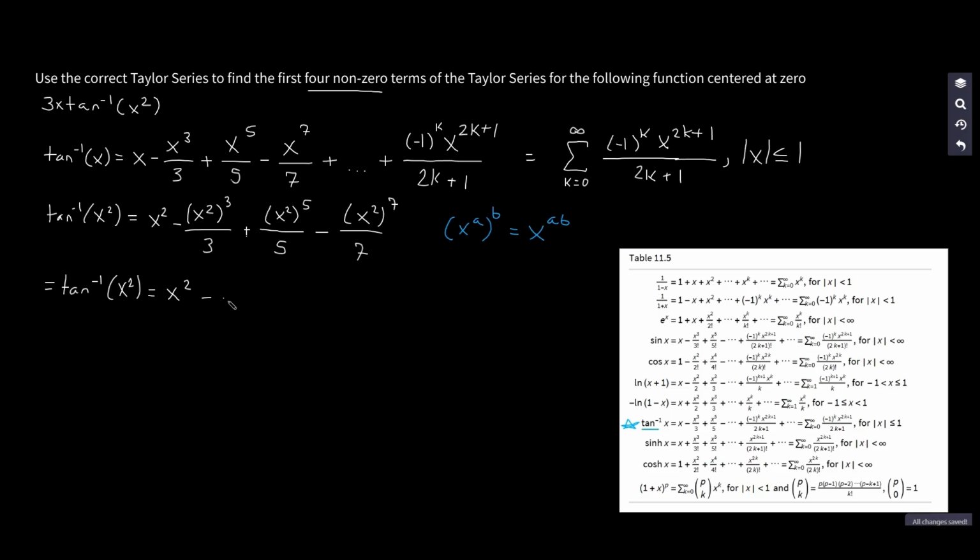So 2 times 3 is going to be 6, so now we're going to have x raised to the 6th, still over 3 though. Then we're going to have plus, because it alternates, x raised to the 10th power, still over 5, minus x raised to the 14th power over 7.